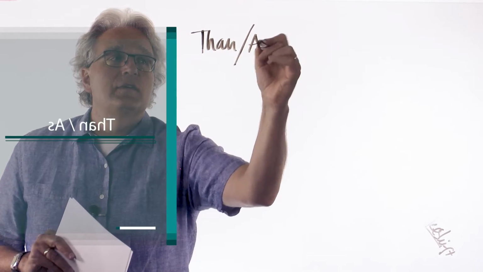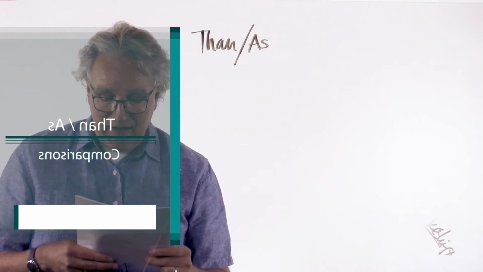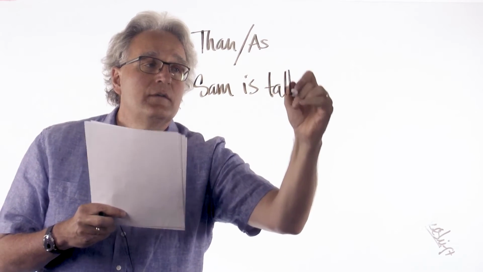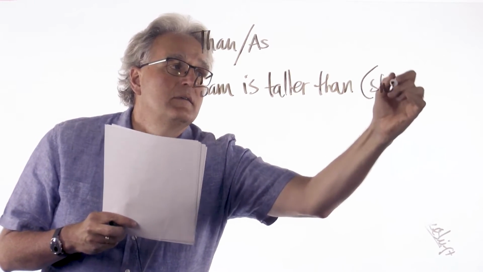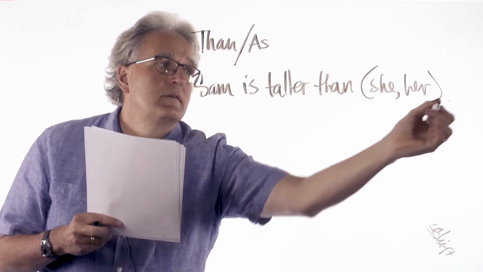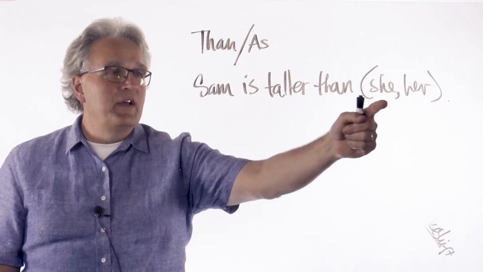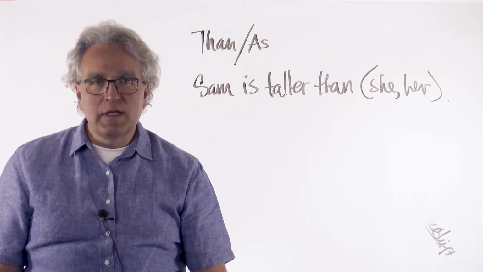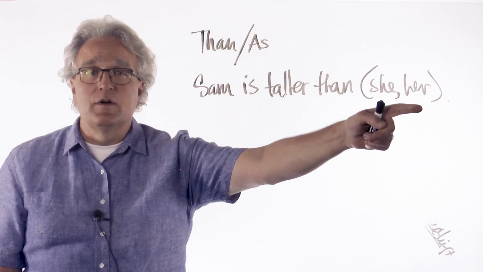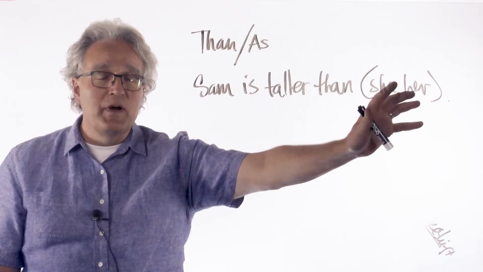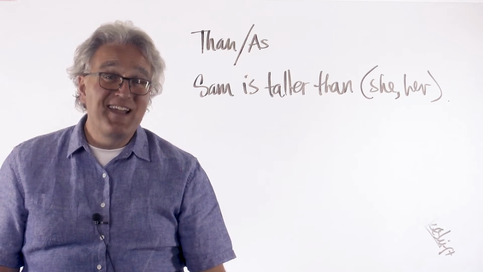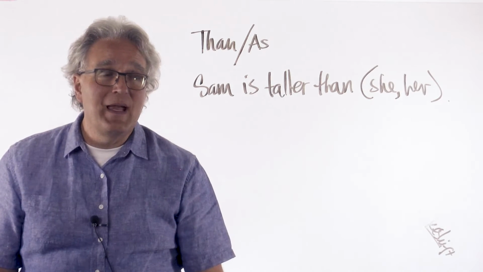All right, our next item is than, as comparisons. Okay, so when we use than and as in comparisons, let's say we have the sentence, Sam is taller than... what is the correct response here? Sam is taller than she, or Sam is taller than her? For most native speakers, your inclination is to say Sam is taller than her. But in actual fact, the complete form of this sentence would be Sam is taller than she is. And because of that, we need the subject case here. So Sam is taller than she.